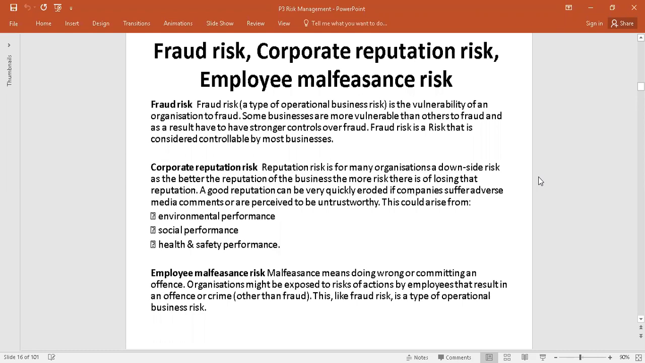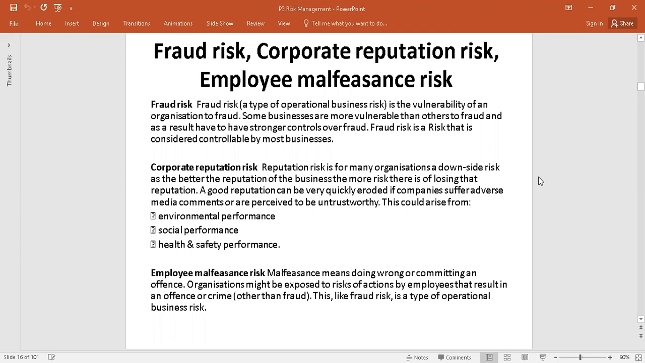So, what are the different types of risk? Fraud risk, because the fraud risk is the vulnerability of an organization to fraud. Someone is involved in fraudulent behavior, so any kind of risk that arises, we can call that fraud risk. Some businesses are more vulnerable than others to fraud, and as a result have to have stronger controls over fraud. Fraud risk is a risk that is considered controllable by most businesses.